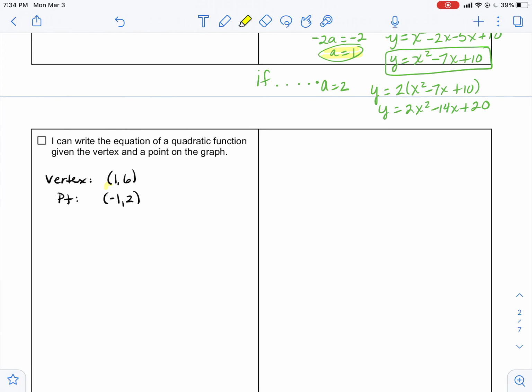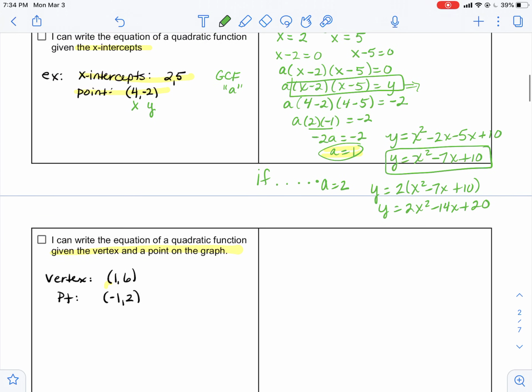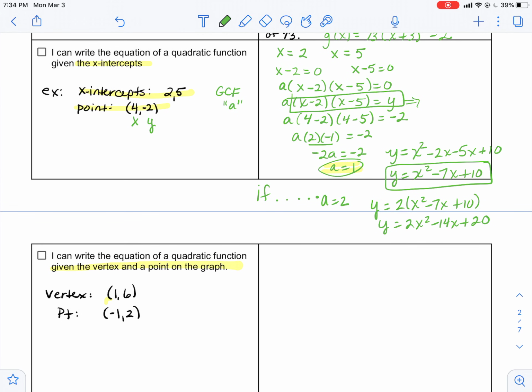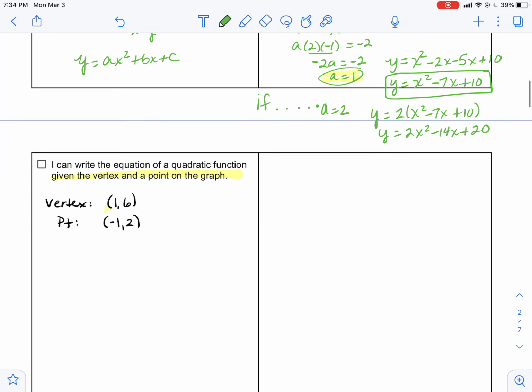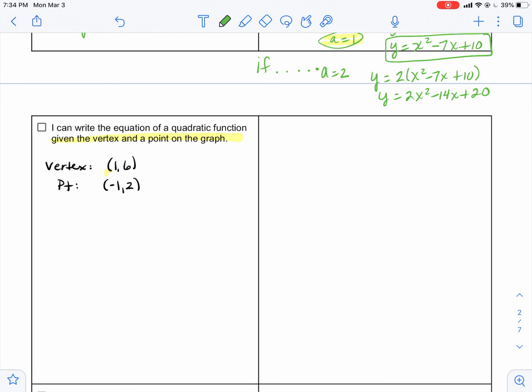Now the next one we're going to look at is what happens if we're given the vertex and a point. So this one's going to be a little bit easier, and according to what you're given is which form you're going to use. So again, if I'm given the intercepts, it's easier to do standard form, because we would have factored. If I'm given the vertex, then I'm going to want to use the vertex form. Now, when you're given the vertex, you're given your h and k. When you're given your point, you're given your x and your y.